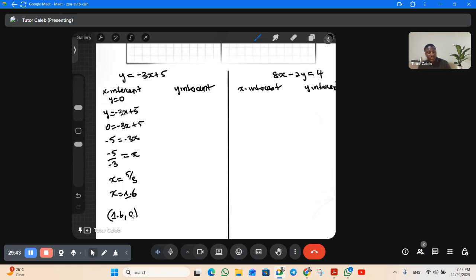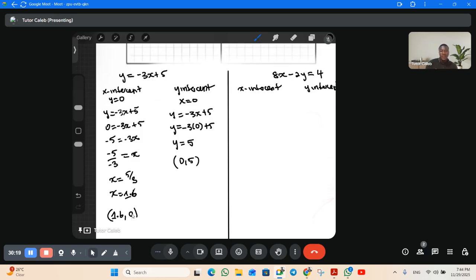Now, for the y-intercept, we're going to have x equals 0. Now, y equals minus 3x plus 5. If we put x equals 0, we'll have y equals minus 3 times 0 plus 5. This will give us y equals 5. So we'll have the intercept 0 and 5.